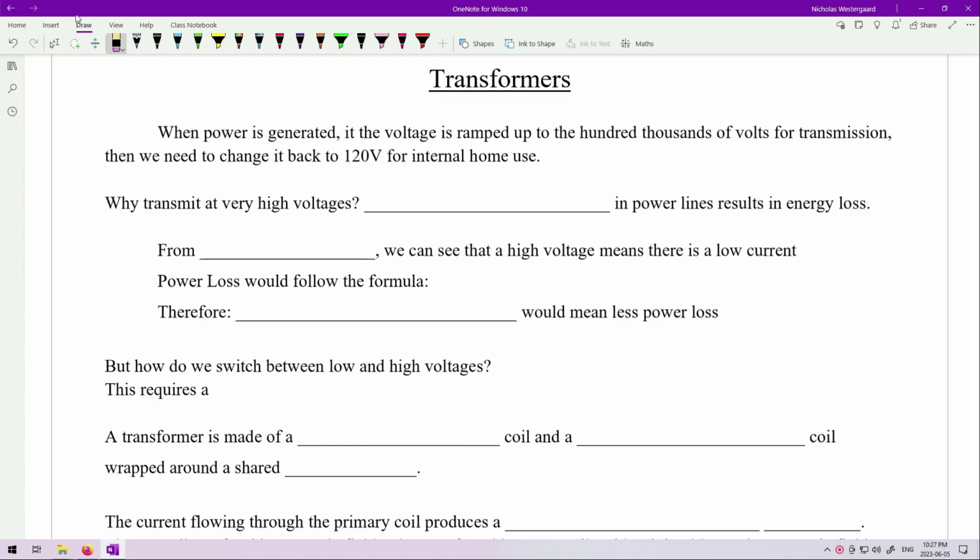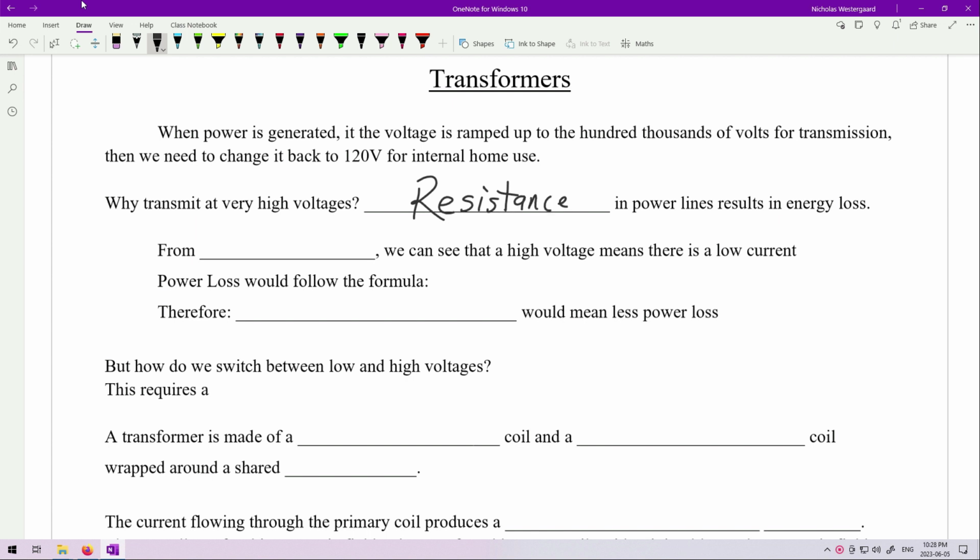Today we are going to be talking about transformers. When power is generated in a big generator, such as our hydro dams, the voltage it's generated at is pretty high, but it still gets ramped up to the hundreds of thousands of volts. So it gets ramped up even higher for when we're transmitting it long distances. Now you might wonder, why should we transmit it at exceptionally high voltages? It's because there's inherent resistance inside of power lines that results in energy loss.